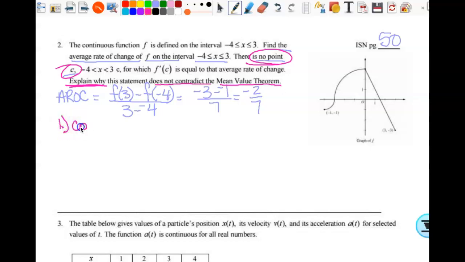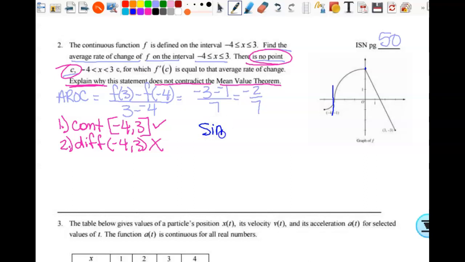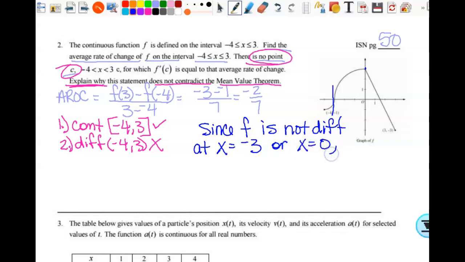So when we look at this, is this continuous on -4 to 3? Is it continuous? Yes. Is it differentiable? No. Not differentiable on -4 to 3. Okay? Which place is just here? Where else is it not differentiable? At -3, right? Okay, so we can say since f is not differentiable at x equals -3 or x equals 0, MVT does not apply. That's why it doesn't contradict it, because it doesn't meet the conditions.